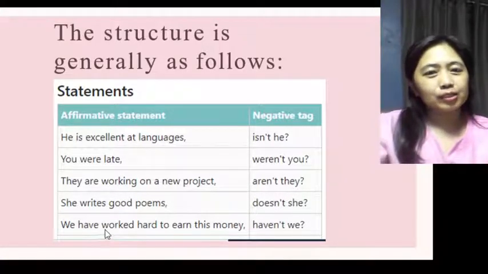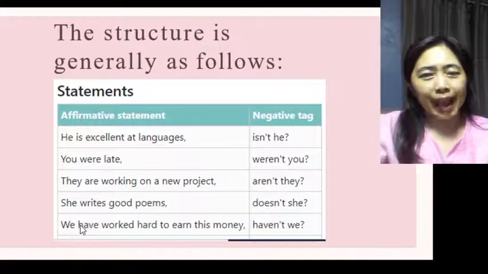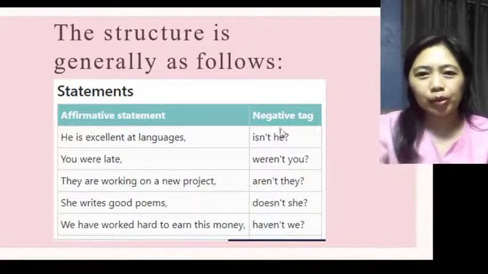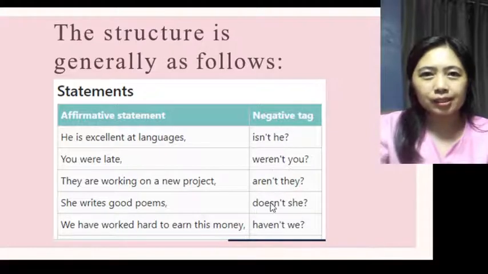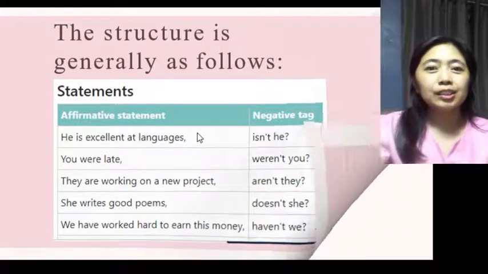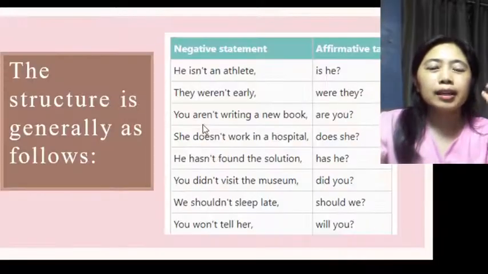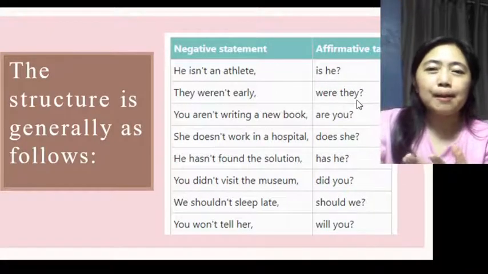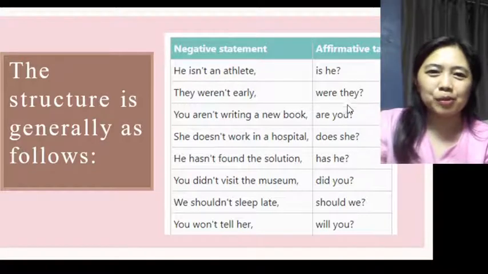We have worked, so you already have the auxiliary have here. So, haven't we? You only have to add the negative not. So let's try to swap. How about if your statements are in the negative? Then, which means to say that your tag questions will be in the positive form.